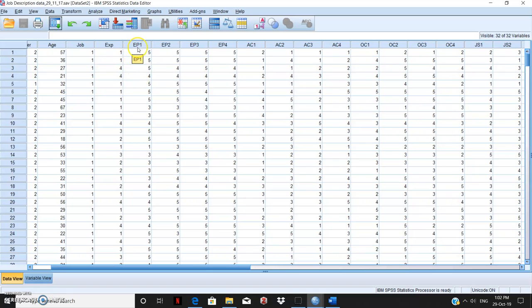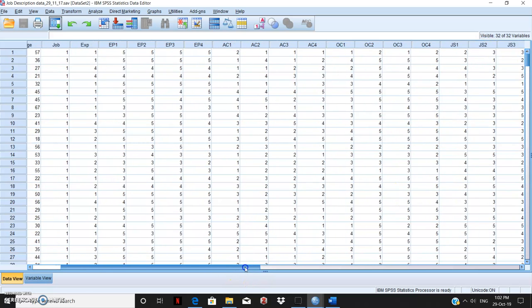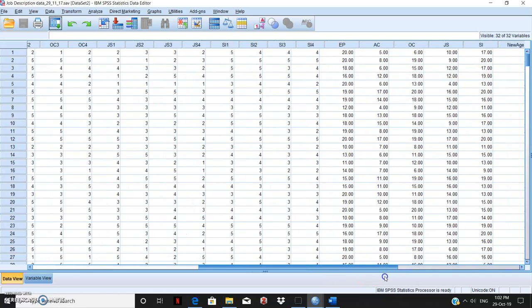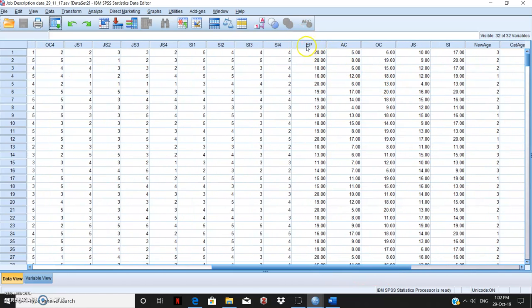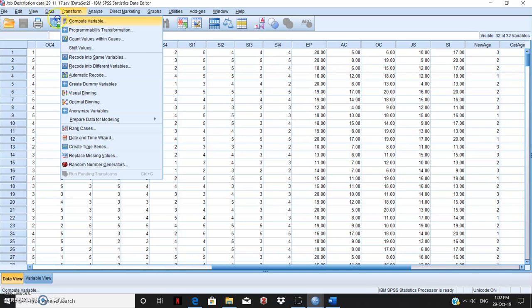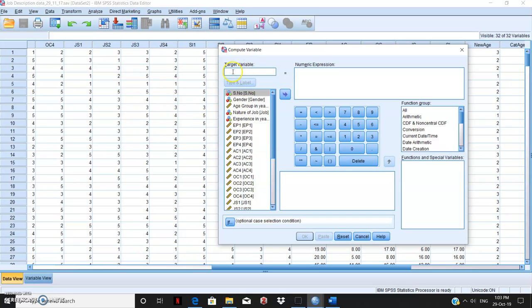Now in this data, you would have seen that these are related to employee perception, and so this is one set of variables, this is another set of variables, this is a third set of variables, JS is another set of variables. So what is it that we will do first? The first thing that I have to do is to compute a composite score for these variables. How do we do that? If you remember, we go to Transform, Compute Variables. You just have to give your target variable and add up all these variables. This is what we do.